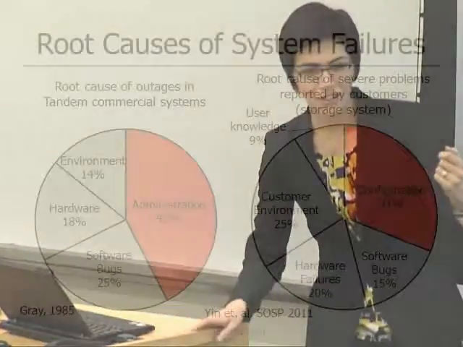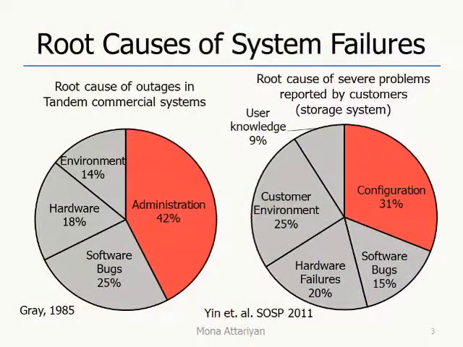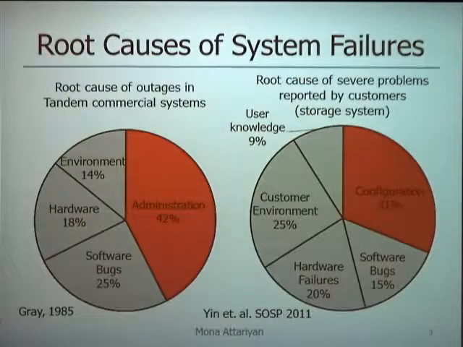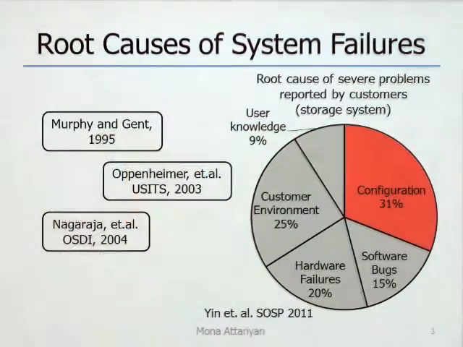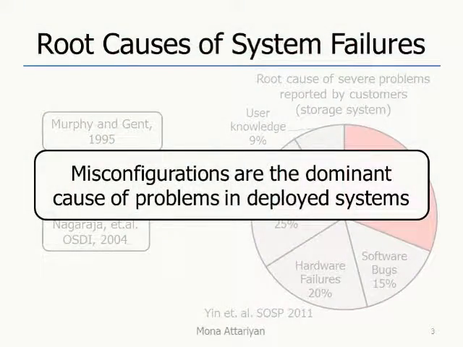26 years later, this is another study that was published just last year, SOSP 2011. Again, they looked at the root causes of severe problems reported by the customers of a company that provides storage systems. And again, you can see that the biggest root cause is configuration, about 31%. There are many other studies during these years that suggest the same idea, that misconfigurations are the dominant cause of problems in deployed systems.